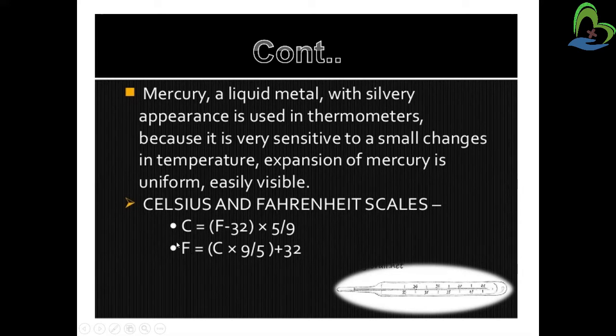Now Fahrenheit. Fahrenheit equals Celsius into 9 by 5 plus 32. In the Celsius formula we had minus 32 into 5 by 9, and here, for the temperature noted in Celsius, it is Celsius into 9 by 5 plus 32.